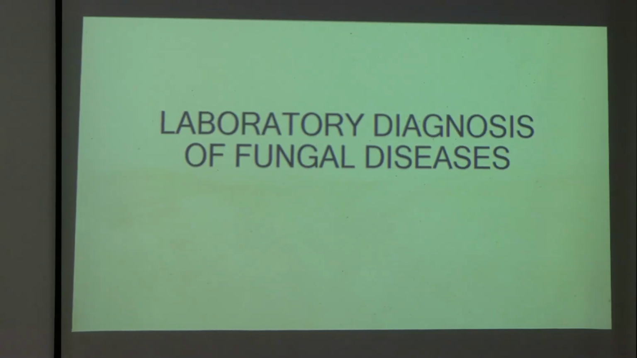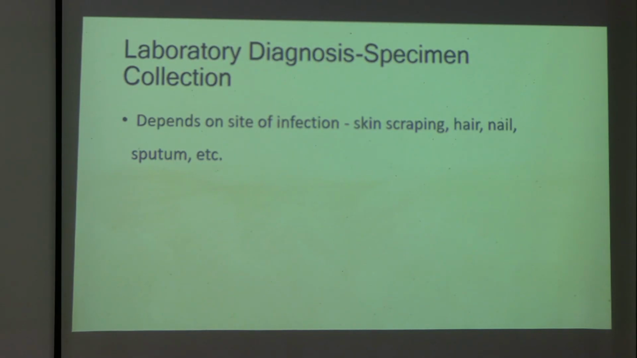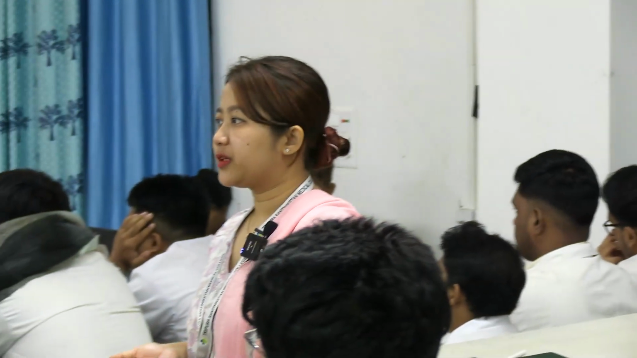Then lab diagnosis of fungi. So what are the types of samples you have to take? Remember, wherever the manifestation is, you have to take the sample from there. Most of the fungal infections you will see in soft tissues or subcutaneous tissues, mostly in skin. For skin, what do you do? You take skin scraping.